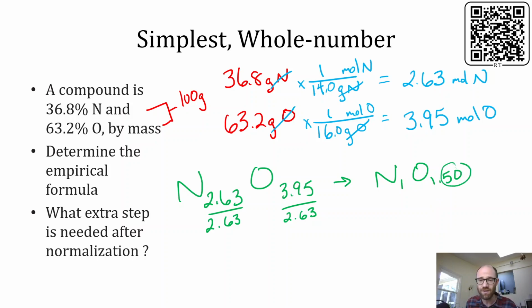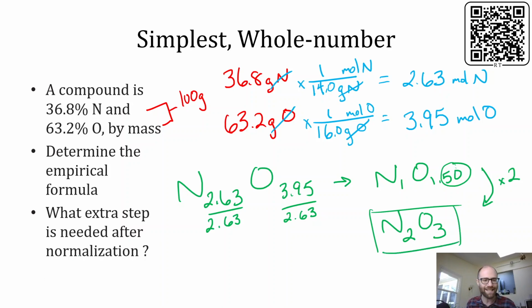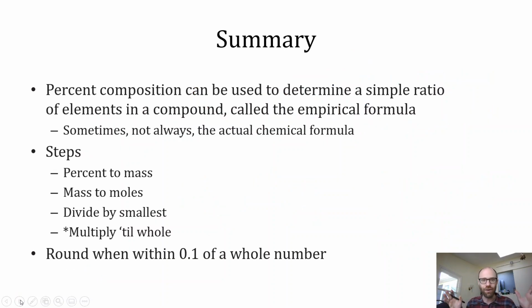And there's an easy way to solve that, kind of like what we saw in our balancing chemical equations. Whenever you get a 0.5, one of the things you can do is to multiply to get rid of your decimal. 0.33 would be like 1/3, 0.25 would be like 1/4, and 0.5 would be like 1/2. So if you multiply both of these by 2, you get N2O3 as your empirical formula. So sometimes there's this one added step after normalization where you have to multiply back after you divide to make sure that you have a good-looking whole number ratio.